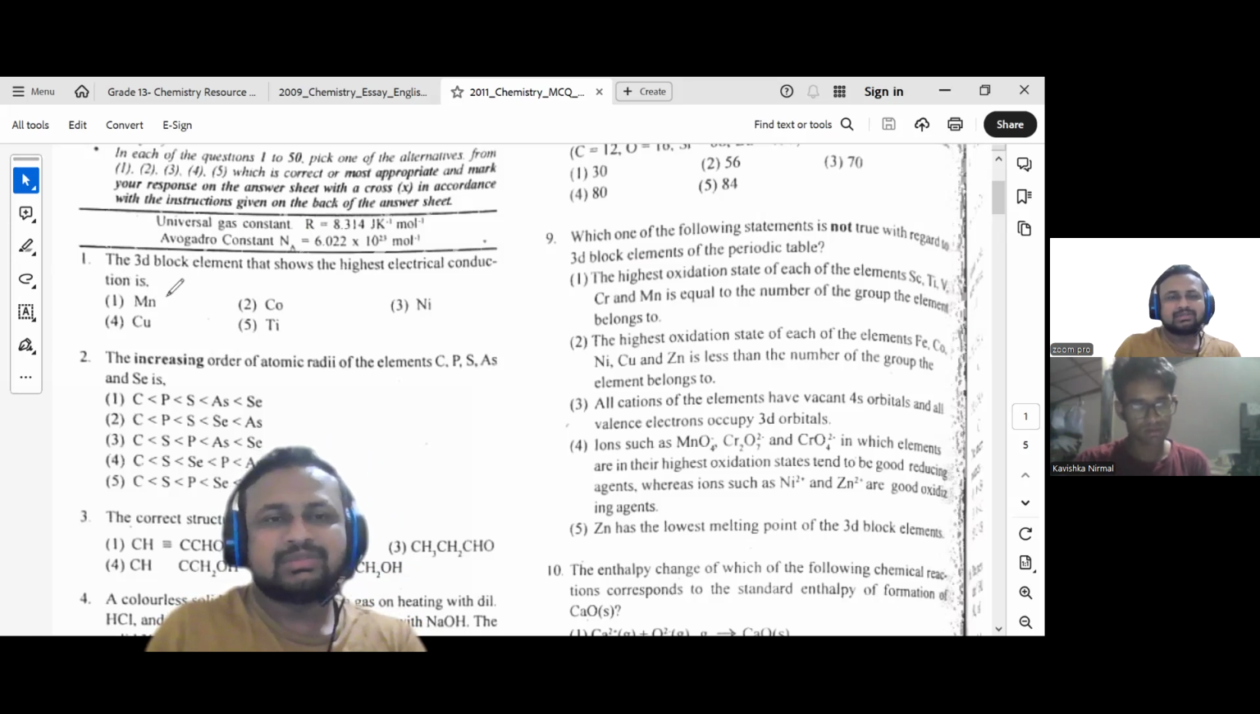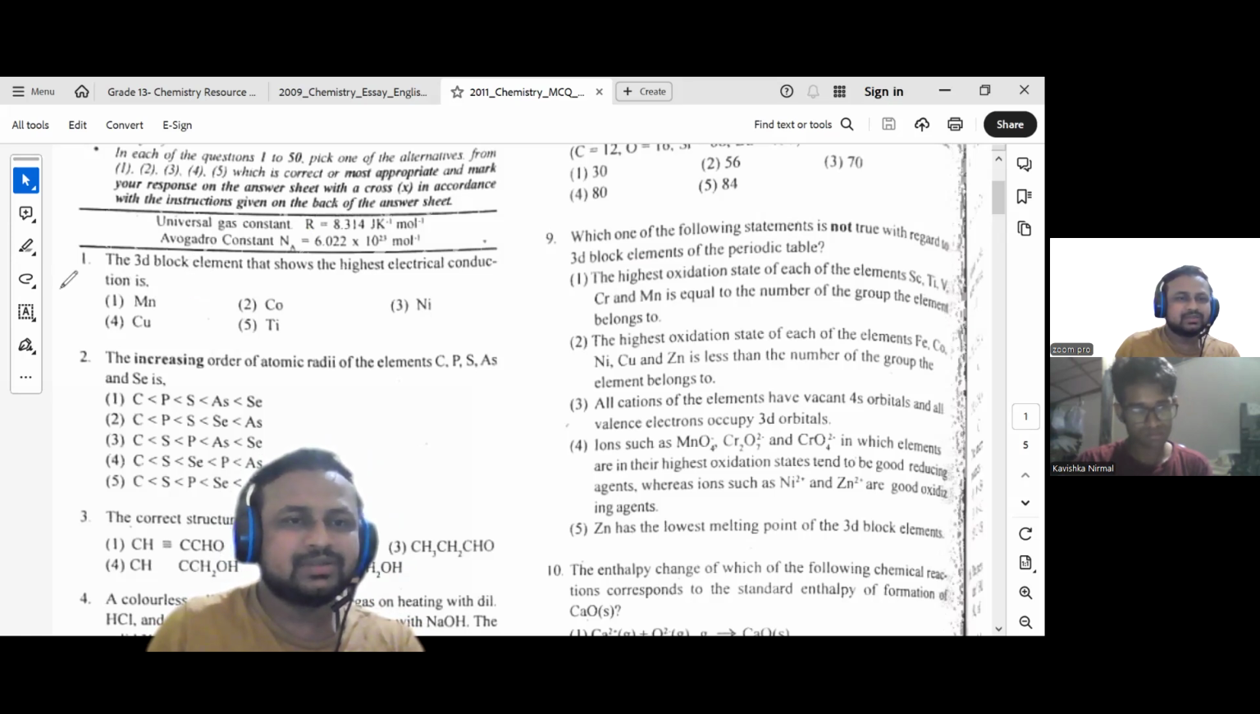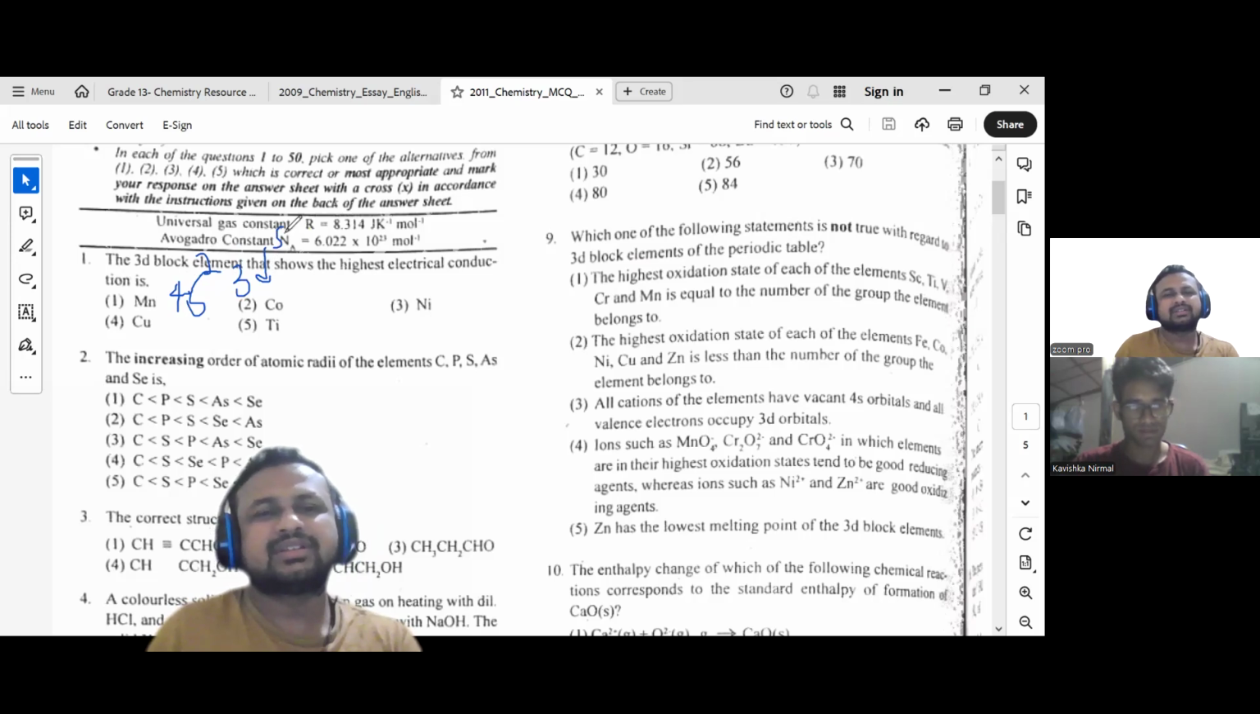Manganese belongs to group number 7. Its outermost shell configuration is 4s2 3d5. What kind of electron is released first? The s electrons. But after removing the s electrons, it does not have a very stable electronic configuration.